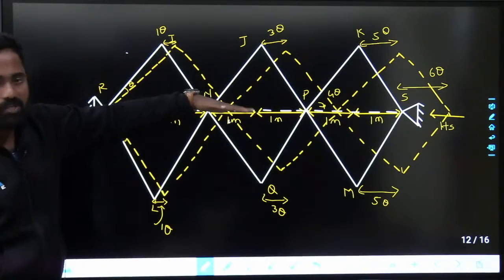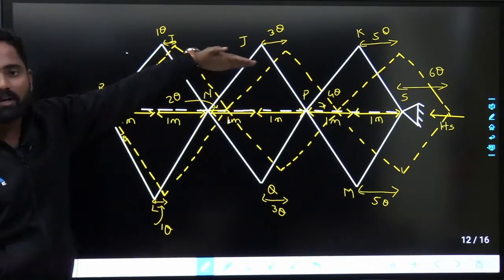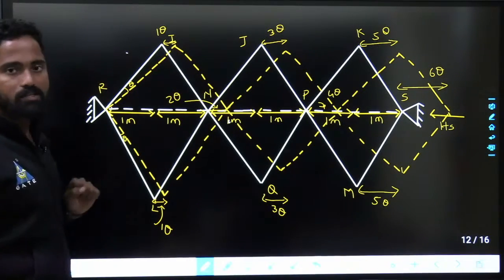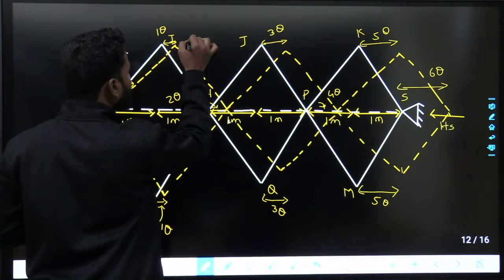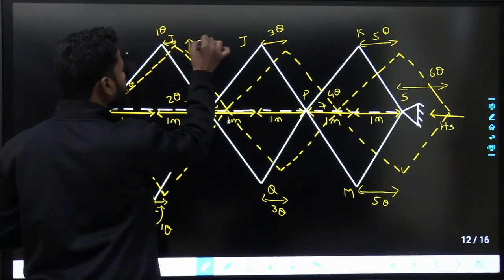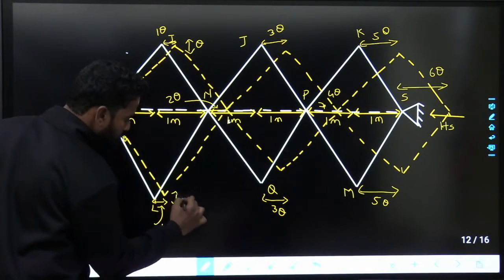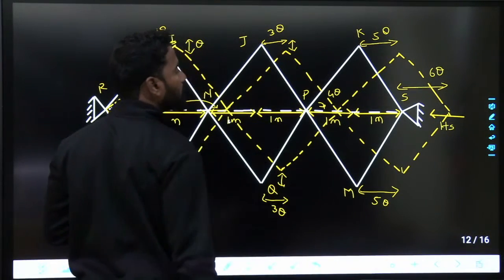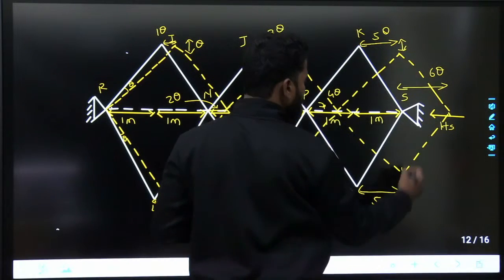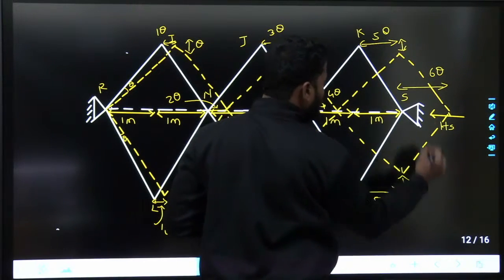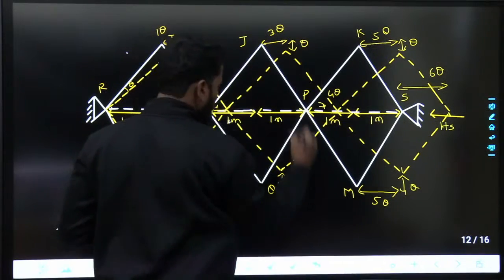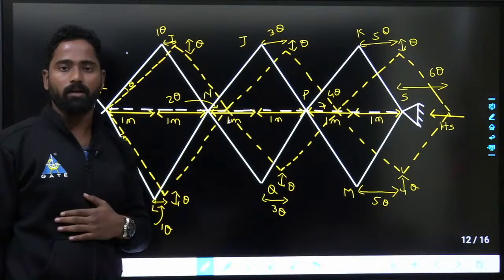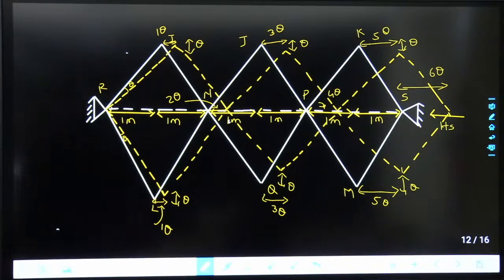But with respect to this line, this joint or this joint is symmetrical, right? So that means with respect to the line drawn horizontally, this is symmetrical. So here vertical displacement would be theta, here also the vertical displacement would be theta, here also it is theta, here also it is theta. Everywhere it would be theta only. Why? Because this is symmetrical. In the question also, I think the distance is given.